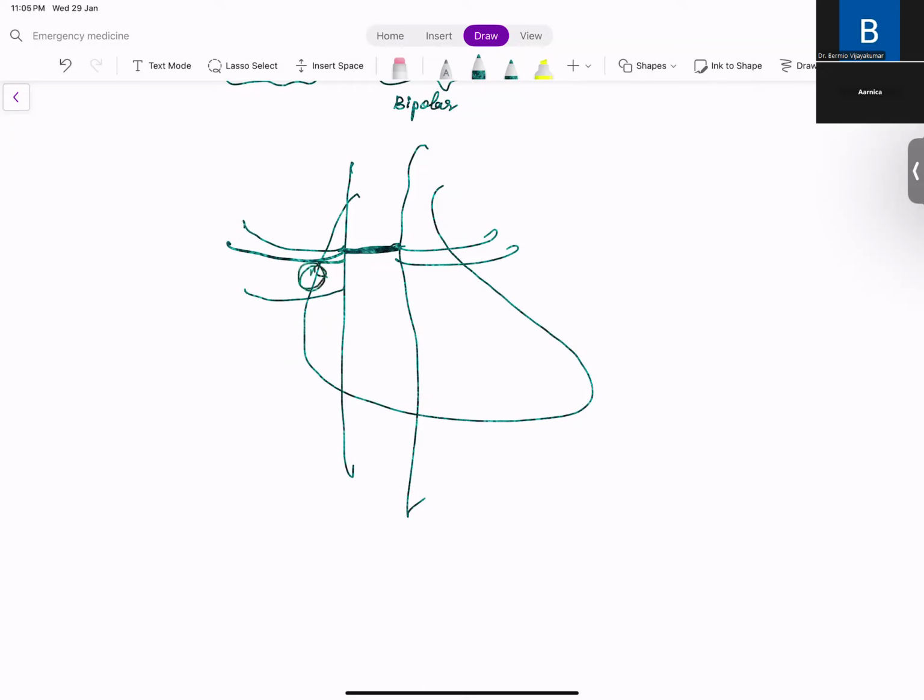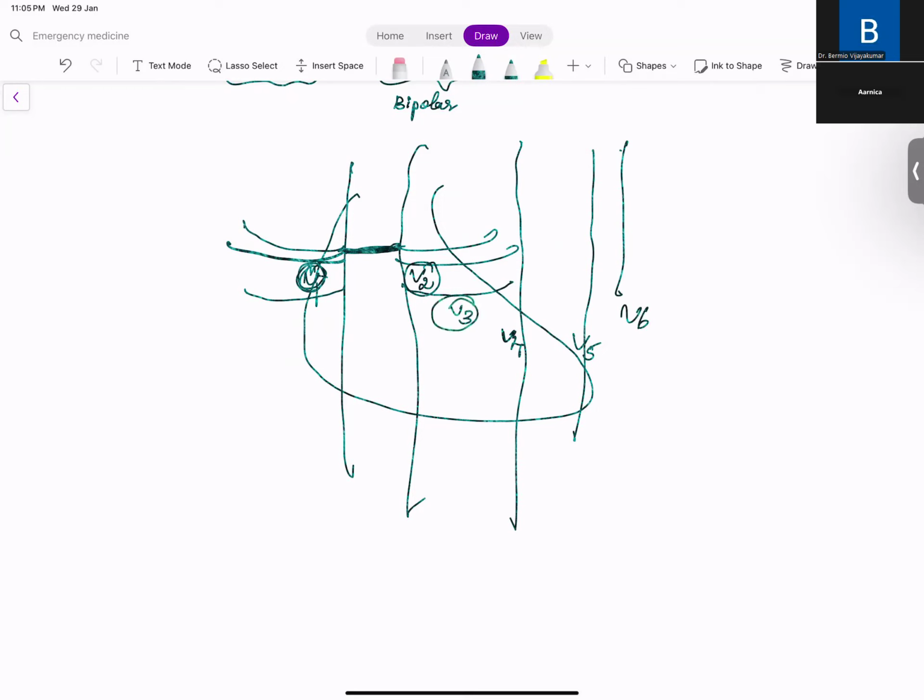So we are keeping the first lead, V1, first chest lead here in the right side. To the left side of the chest wall, in the second intercostal space, we keep lead V2. V4 is the mid-clavicular line, fourth intercostal space. Similarly, in the same space, anterior axillary line will be V5, mid-axillary line will be V6. V3 will be in between these two. Okay, so this is our chest.